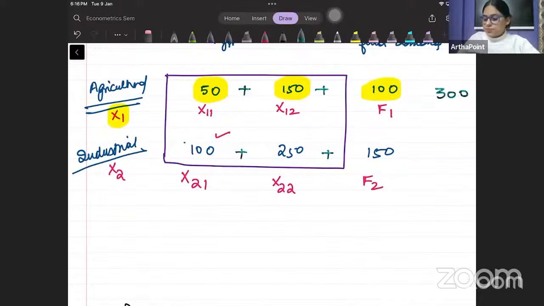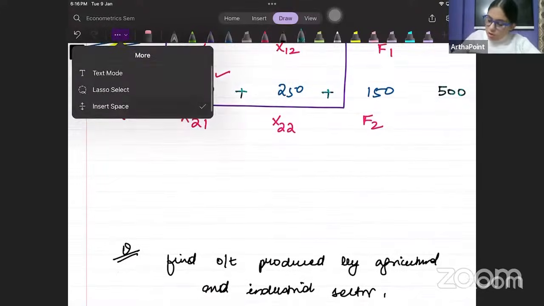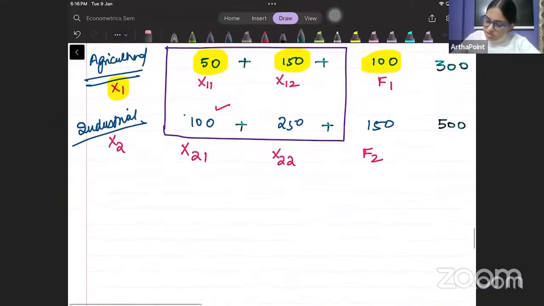that is 350 plus 150, which will be 500. Now I will formulate this coefficient matrix. So how will I get this coefficient matrix?